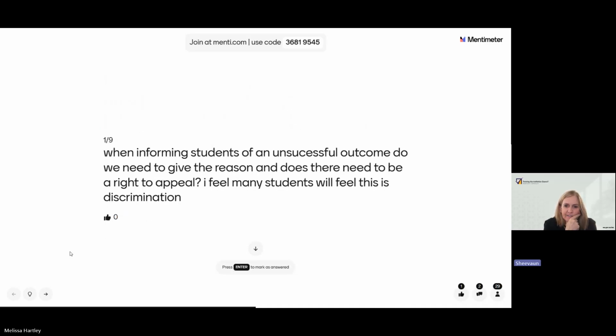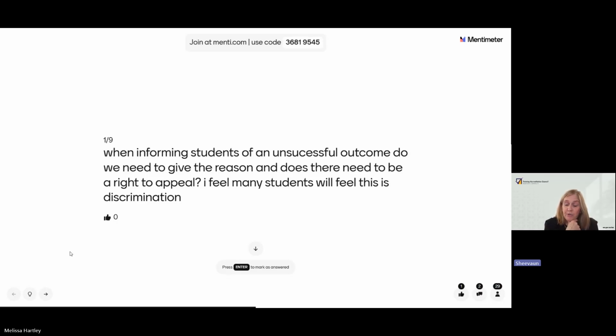When informing students of an unsuccessful outcome, do we need to give the reason, and does there need to be an appeal? Look, in terms of transparency, yes, you would always need to give someone a reason. You have to be transparent, and we should all be as transparent as possible. And do they have a right to appeal? That's a very good question.